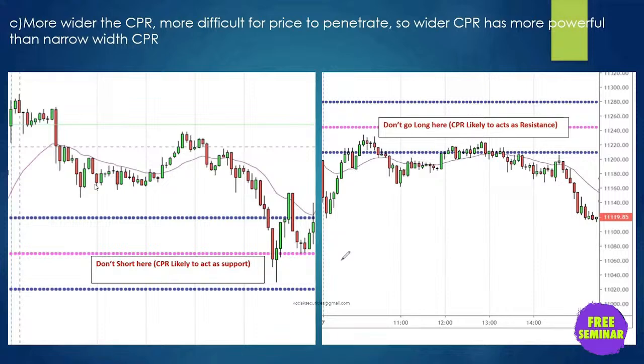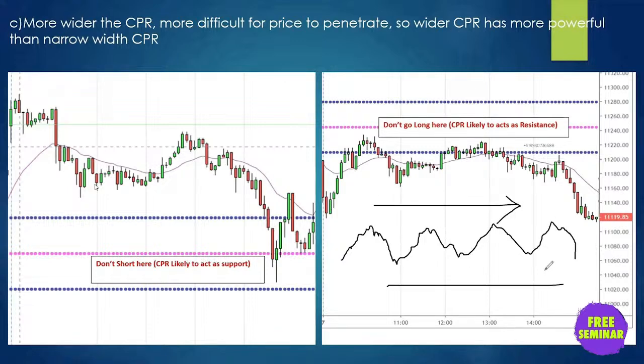Sideways day means like this: market opens, looks like going up, comes down, again goes up, comes down, again goes up, comes down, like this. This is what is known as a sideways day. That means there is no direction.